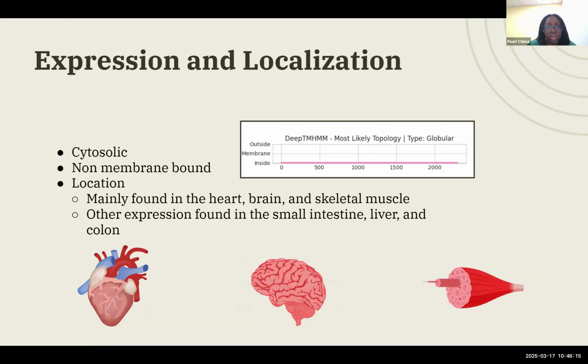So, expression and localization. WNK2 is a globular protein that is found in the cytosolic region of the cell. It is not membrane bound, and the confidence for this placement is very high, as confirmed with the DeepTMHMM prediction and with MODA. This enzyme is mainly located in the heart, brain, and skeletal muscle, but it also has some functions in the small intestines, liver, and colon.